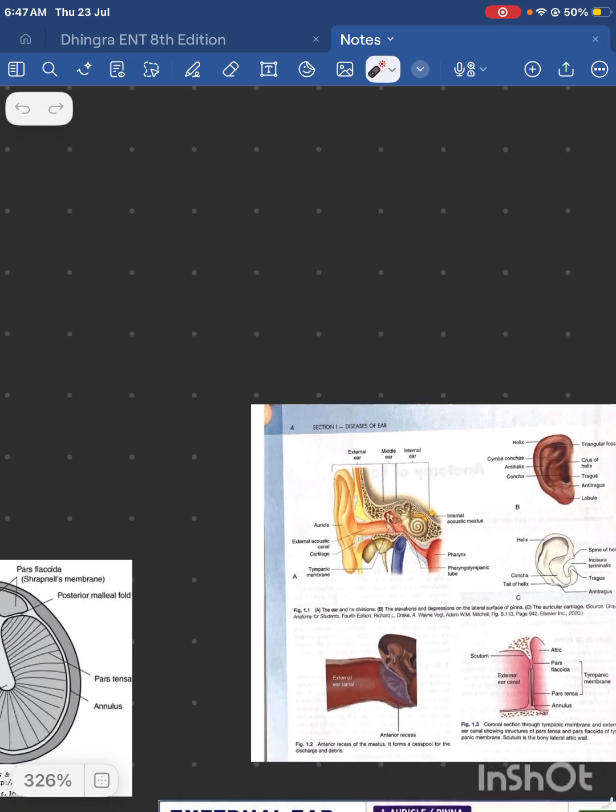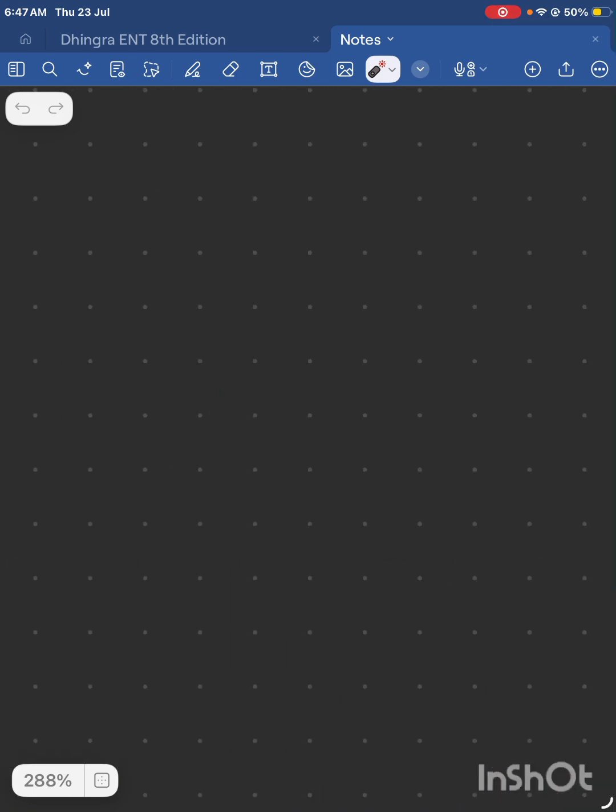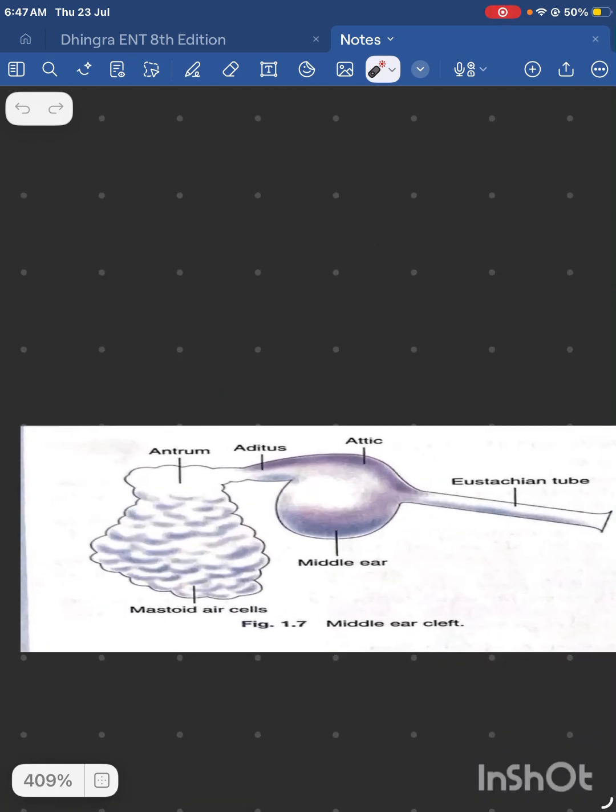So the middle ear consists of what? If you see this diagram, this is the mastoid air cells. This is the antrum, and this is the aditus. This is the attic. This is the middle ear. This is the eustachian tube. So this is basically what the middle ear is made up of.